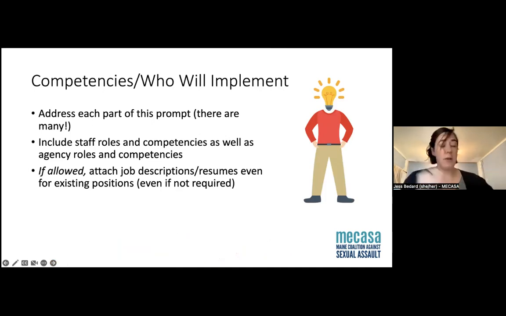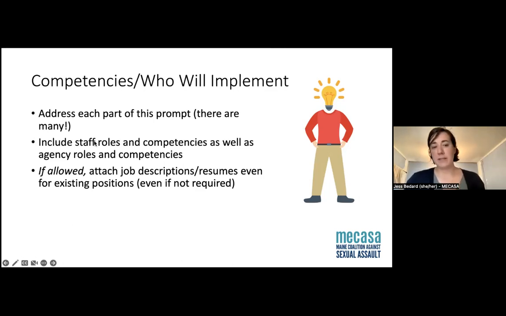So I will say on the one that I was just reviewing, I don't think it was disallowed. And I heard people on multiple occasions say that they were increasing the score they gave because someone attached a job description, even though it wasn't required, and it helped them understand the project. And so just think, if you can provide more information within what's allowable, that can be helpful.